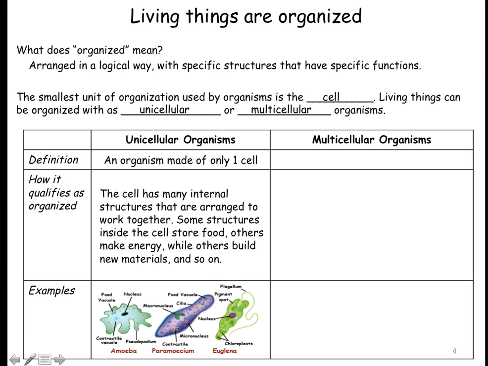We've got an amoeba, a paramecium, and a euglena. There are specific structures within each of these examples that are responsible for specific jobs. So let's compare that to the organization of multicellular organisms. When we talk about multicellular organisms, we are talking about organisms that are made of many cells.